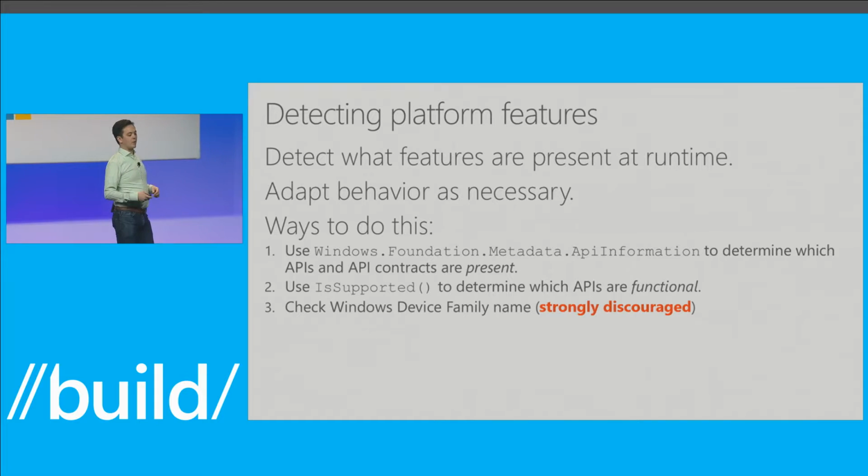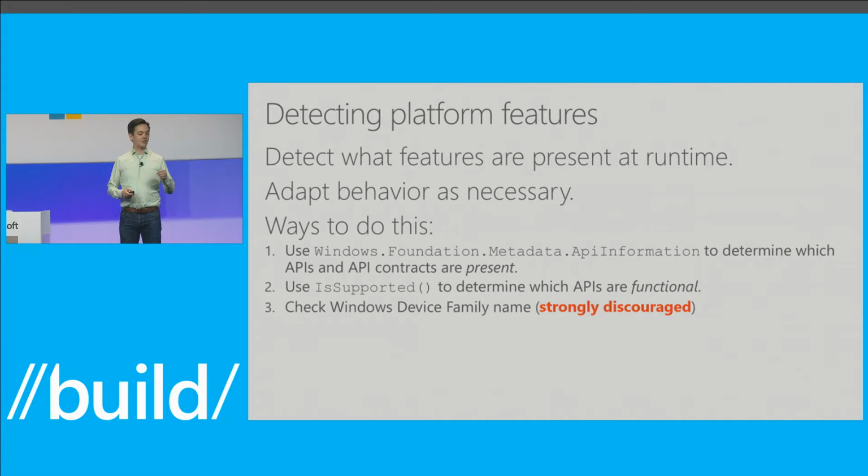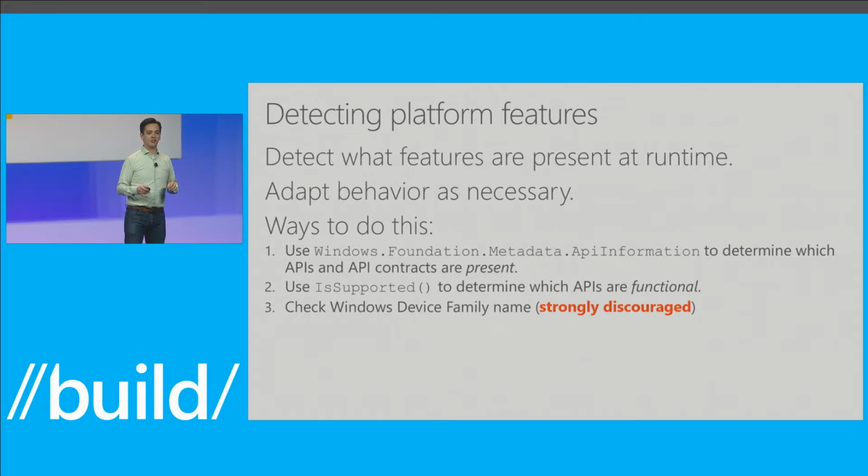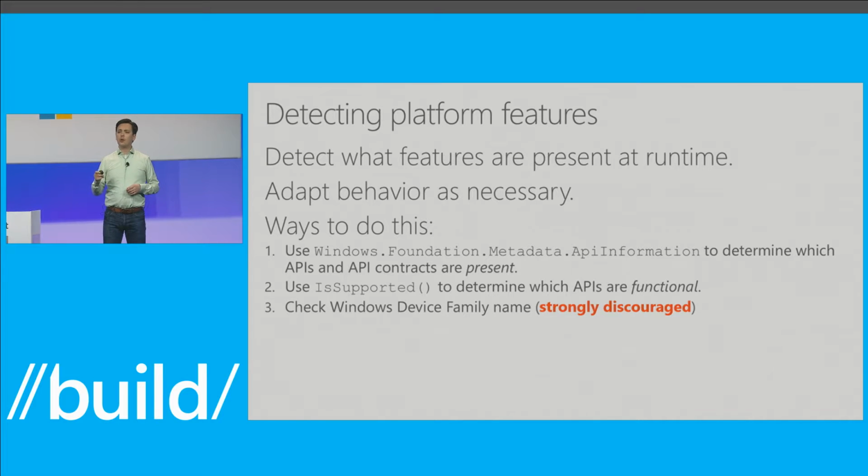So there are a few different ways to do this. The recommended way is to use the metadata.api information API to determine which APIs and API contracts are present. However, that doesn't always necessarily mean they're functional, and there's a very interesting nuance here. Many of these type names will also support something called isSupported that will help tell you whether or not that specific API is functional. So this is a weird distinction.